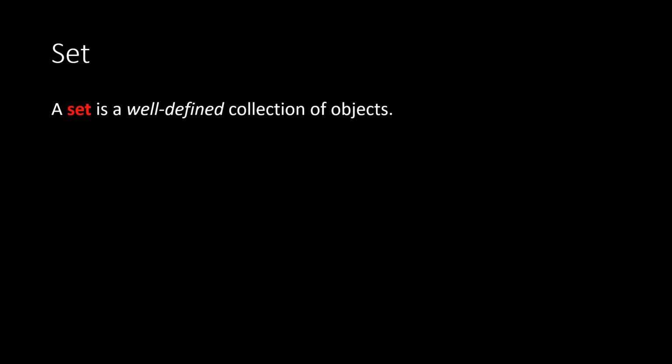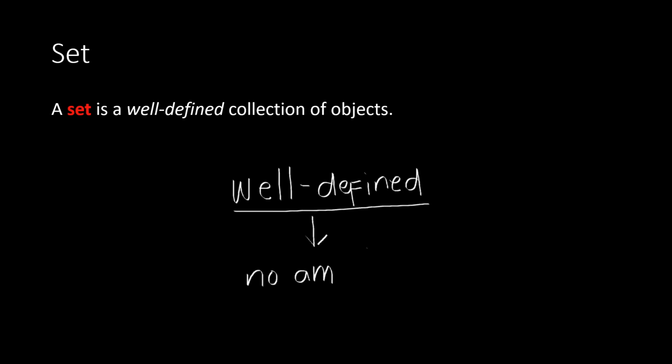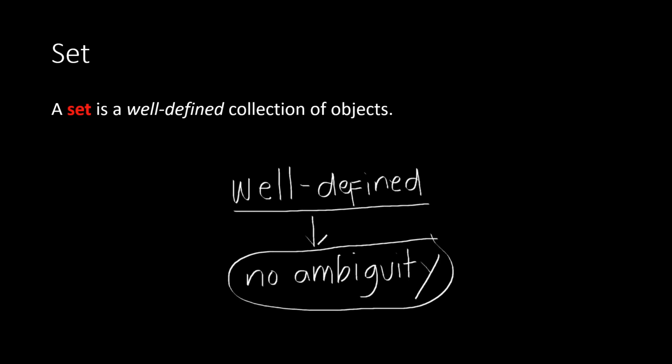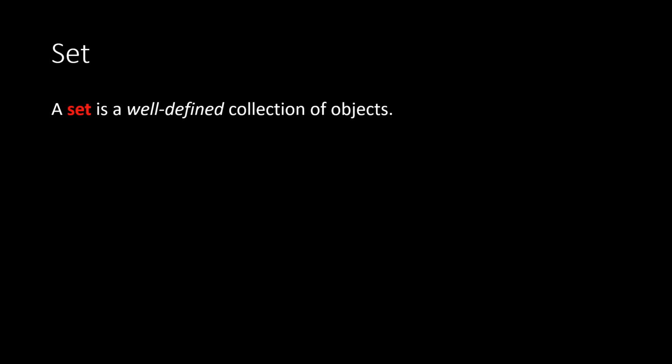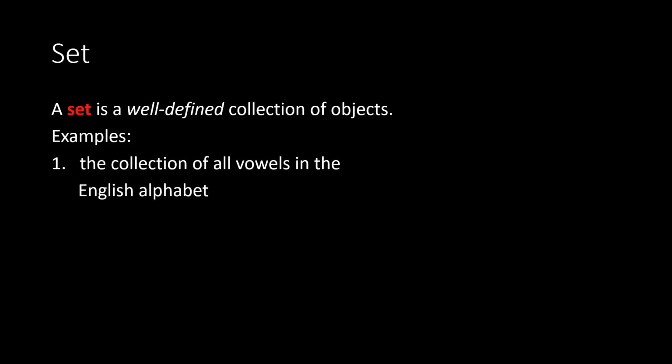A set is a well-defined collection of objects. Well-defined means no ambiguity. It also means that we can clearly identify or determine whether a given object belongs to the collection or not. For example, the collection of all vowels in the English alphabet. This is an example of a set.